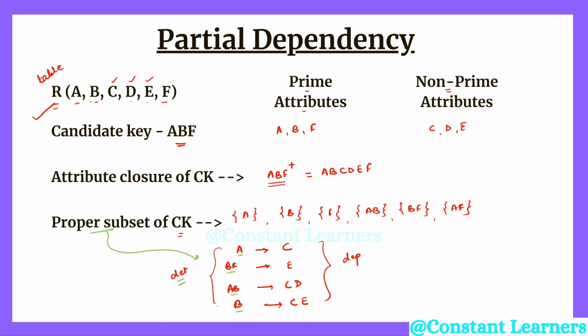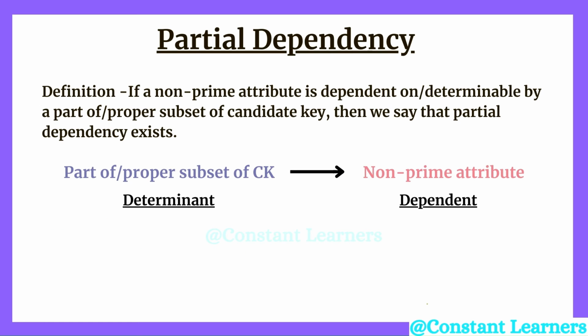All the attributes or sets of attributes on the left hand side are proper subsets of the candidate key. And what do we observe about the right hand side? That is the dependents. All of these dependents are non-prime attributes, right? This is nothing but partial dependency. In partial dependency, if a non-prime attribute is dependent on or determinable by a part of or proper subset of the candidate key, then we say that partial dependency exists.